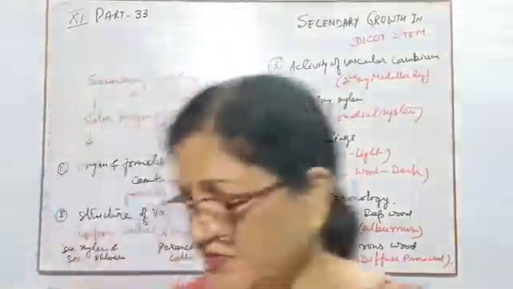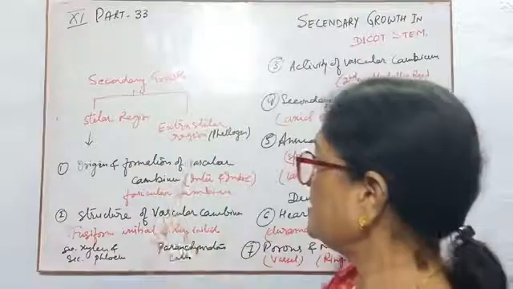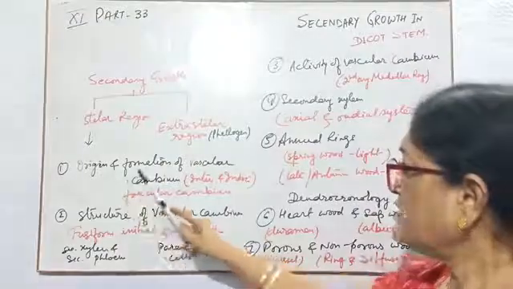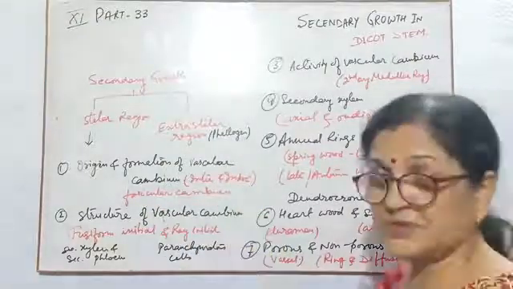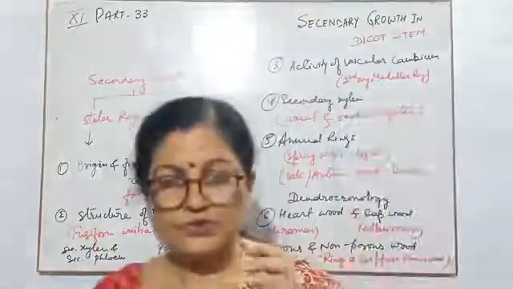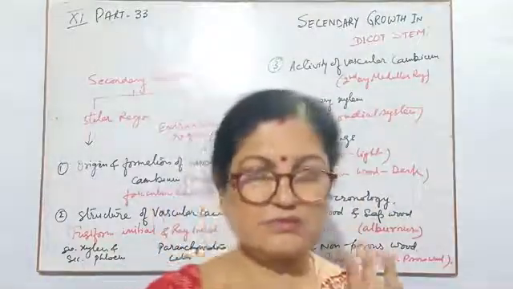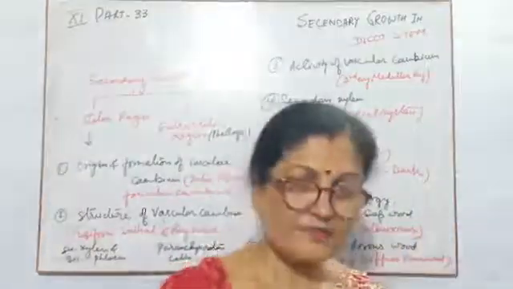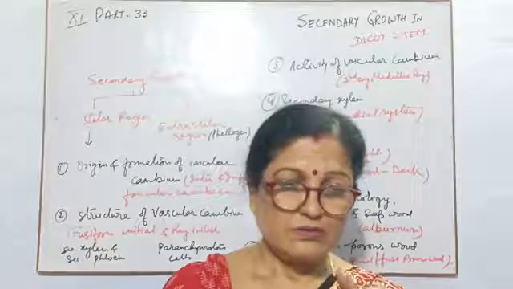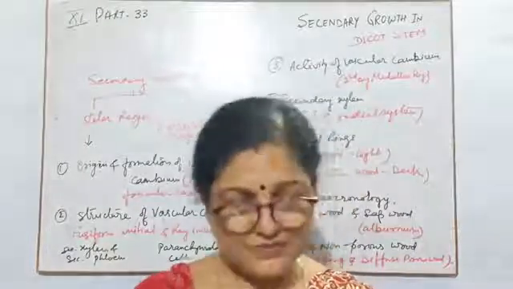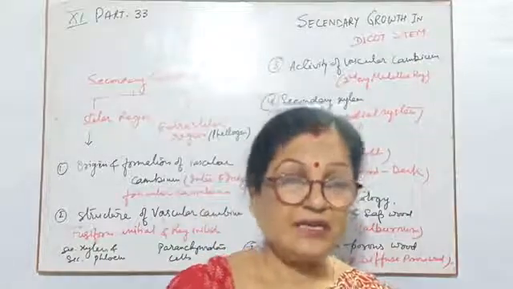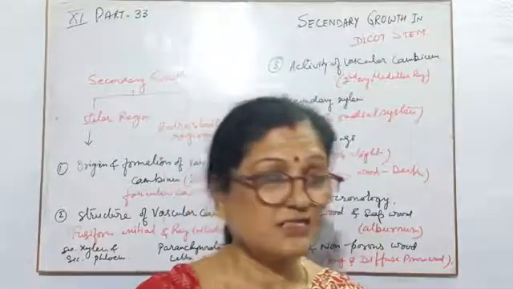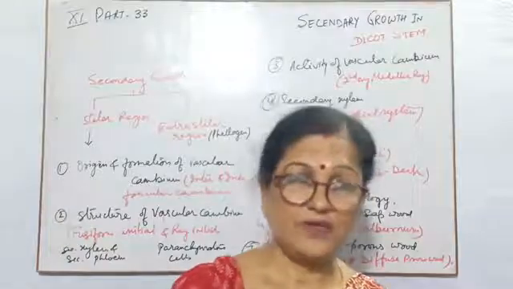So today, children, we will start with the stellar region. The first step in the stellar region is the origin and formation of vascular cambium. Cambium tissues you studied in the lower classes, 7th, 8th or 9th. Cambium tissues are not every time square, but rectangular. Plate-like cells are present which first start to grow in between the xylem and phloem.